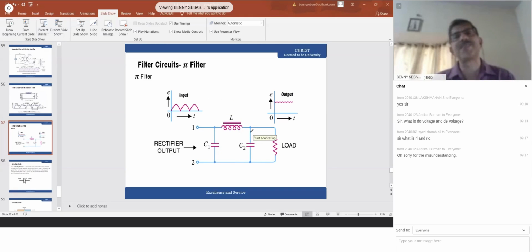Naturally, you'll ask me, why, sir, you did not discuss all those things? No, you just limited yourself now within the syllabus. So when you open a battery eliminator, or an adapter, either name, you will find this circuit over there. Two capacitors you will find there. And instead of an inductor, you will find a resistance there.